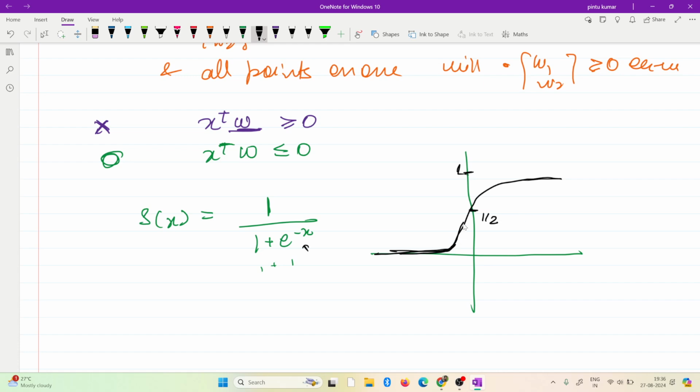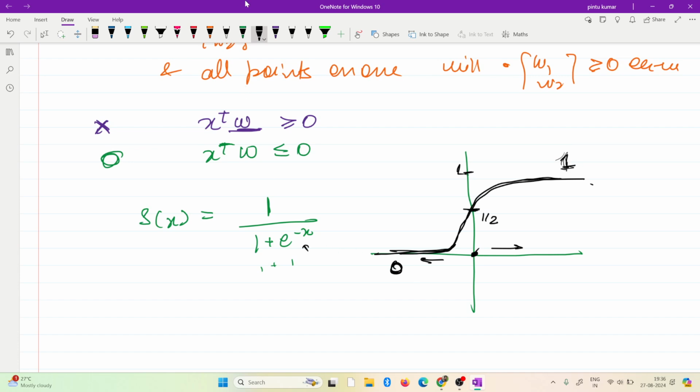Okay, this is your sigmoid function. For 0, you have value half. As you get positive, you reach towards 1, right? And as you go left, you reach towards 0.